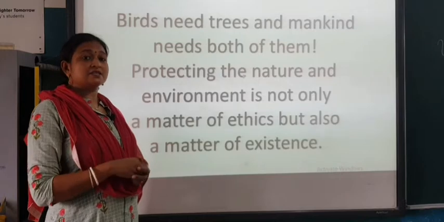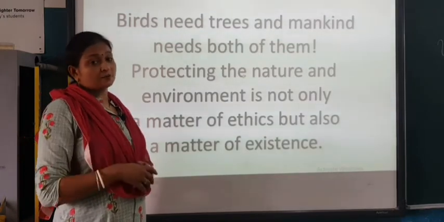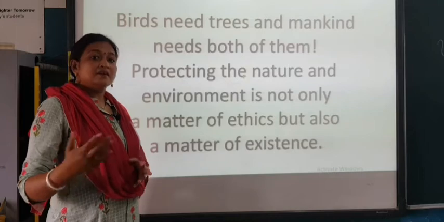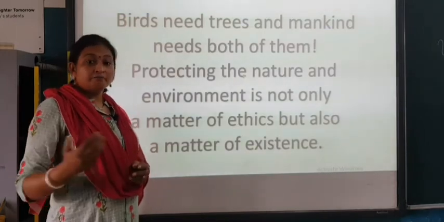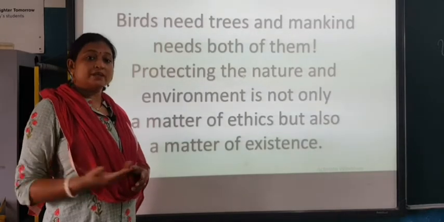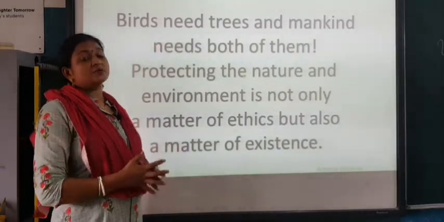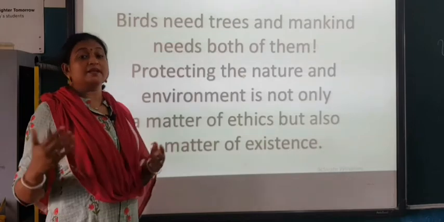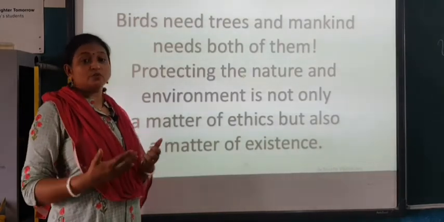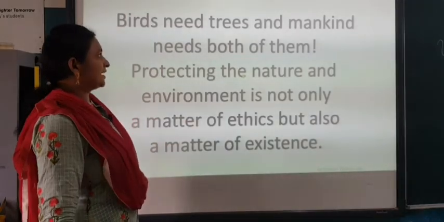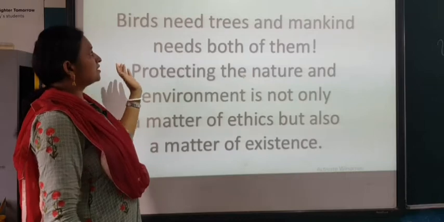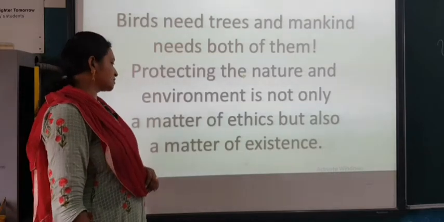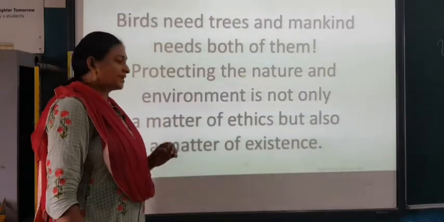So human beings consider themselves to be the most intelligent creature on this planet, due to which they are exploiting the planet by misusing whether it's the plants or minerals. Nowadays there are so many creatures getting endangered and extinct because of our greed. We have been cutting down the forests, the trees, so their natural habitat is not there, due to which these creatures are getting endangered and extinct. So birds need trees, the same way mankind needs both of them. Protecting nature and environment is not only a matter of ethics but a matter of existence.